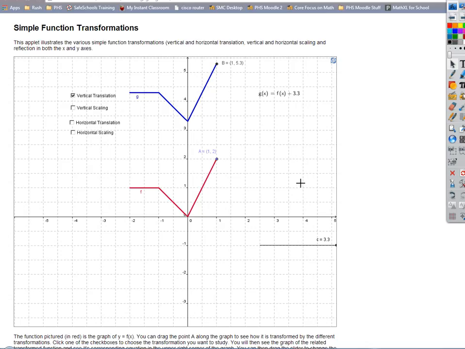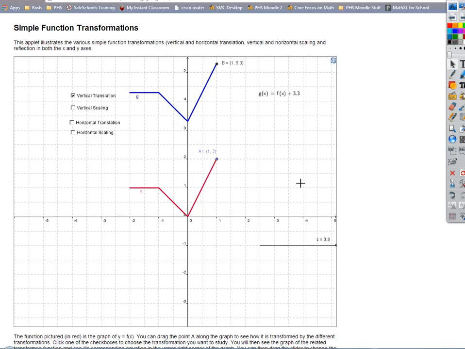Okay, so now I've just added to my function positive 3.3, and what that did is it took every one of those infinite red points and it shifted them up by 3.3, right? And that makes sense. That's what we're telling the function to do. We're just saying take the original red function plus, for every value of x we input, let's also add 3.3 to it, right?